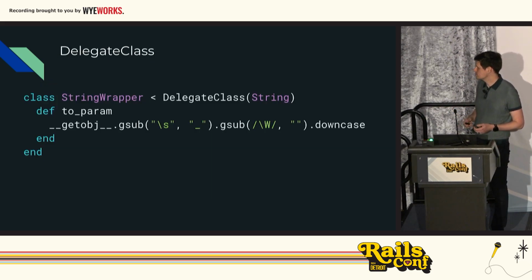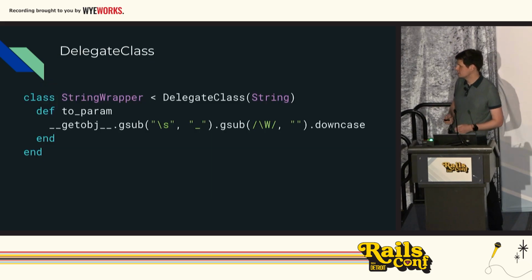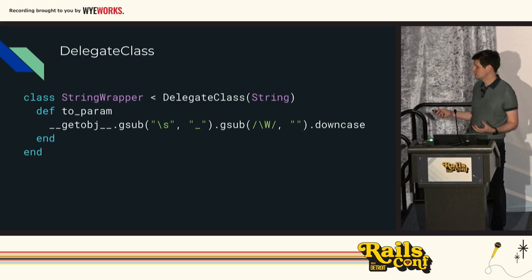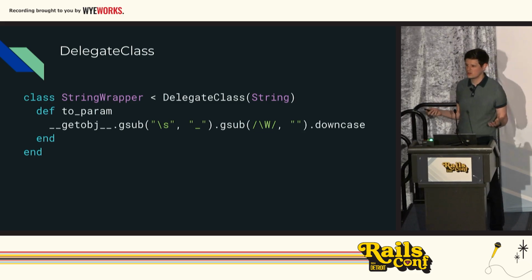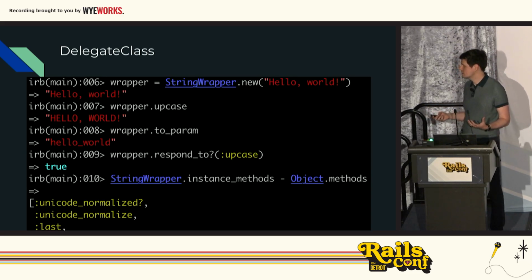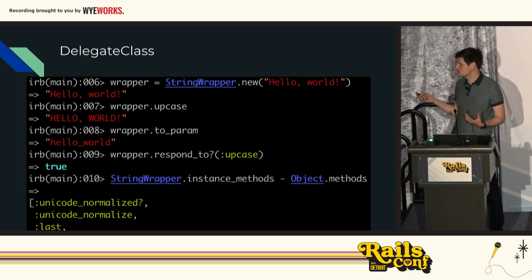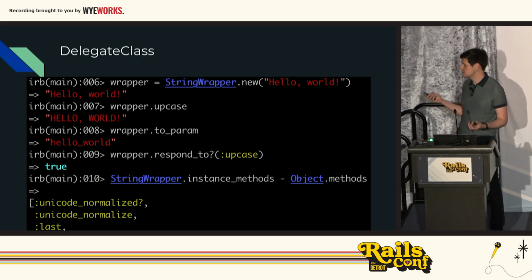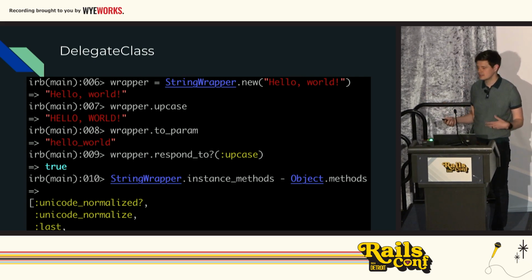Probably not something that really matters to our production code too much, but kind of interesting to know for debugging purposes. DelegateClass is very, very similar. The only difference there being that you're specifically passing in a class to DelegateClass that says, this is what I'm always going to be wrapping. And this works very similar. But now, because we've given it that information about the string, it does know the methods that it gets from the string class that it can delegate.